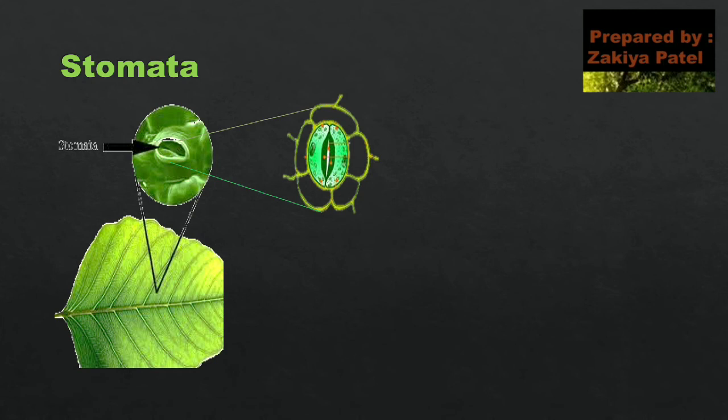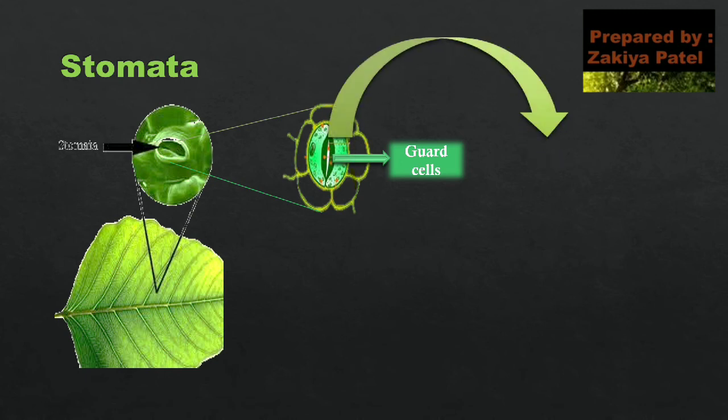If we look into the structure of the stomata, stomata are covered by kidney shaped guard cells. You can see here these two cells. These two cells have a kidney shape, and these cells are called guard cells. What is the function of the stomata? Stomata regulate the exchange of gases and also the water vapor.